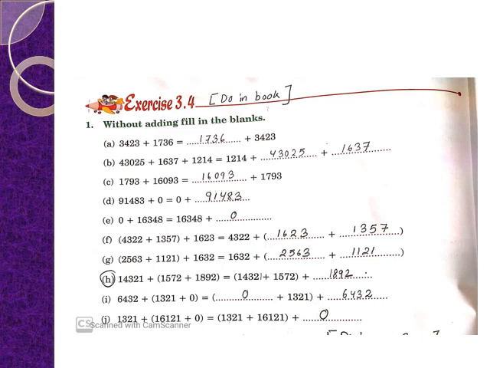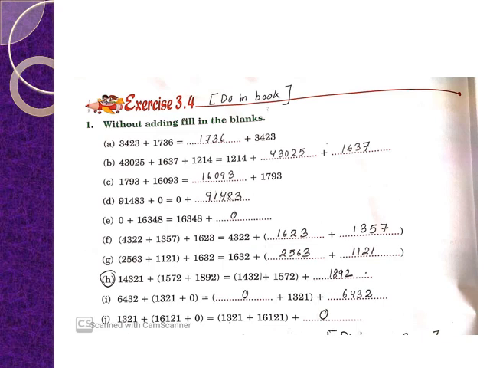Part 2: 43,025 plus 1,637 plus 1,214. The answer will be 1,214 plus dash and dash. The answer will be 4,325 plus 1,637. Part C: 1,793 plus 16,093 is equal to dash. The answer will be 16,093 plus 1,793. Part D: here we will be using the 0 property of addition.